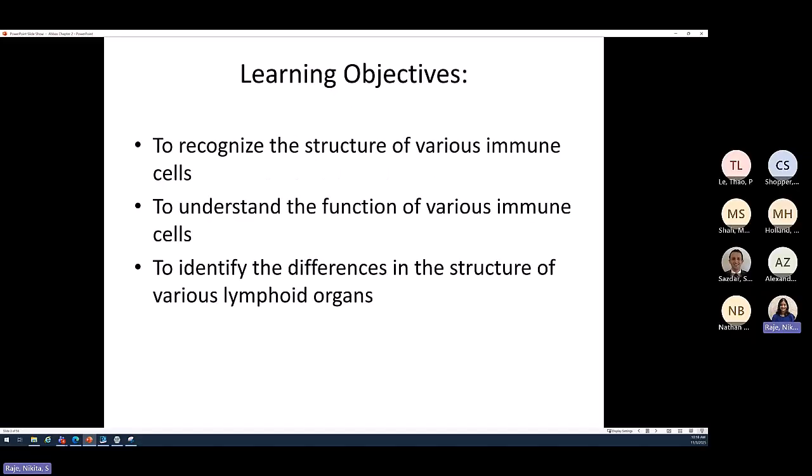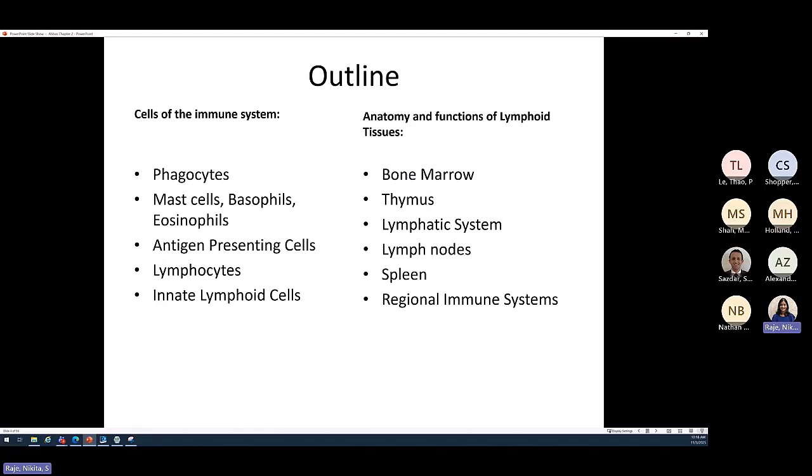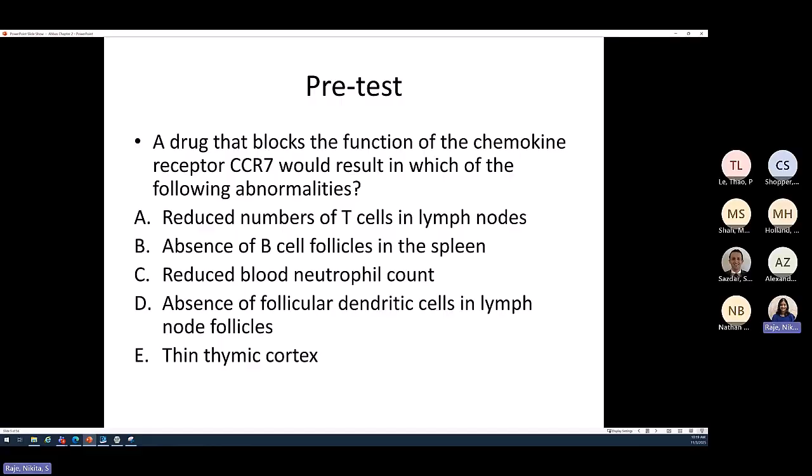Our objectives are to recognize the structure of various immune cells, understand the function of various immune cells, and then identify the differences in the structure of various lymphoid organs. We'll go through the cells and then the anatomy and functions of the lymphoid tissues. A couple of pre-test questions, and we'll come back to these at the end of the talk.